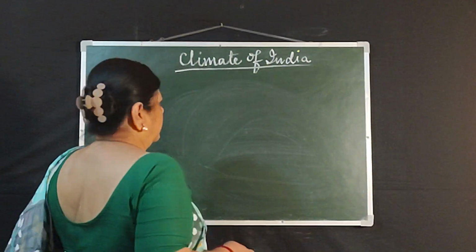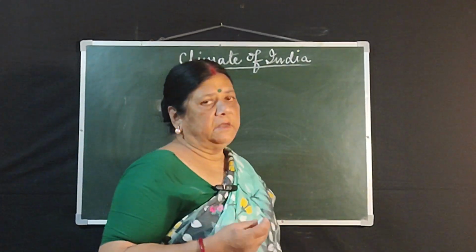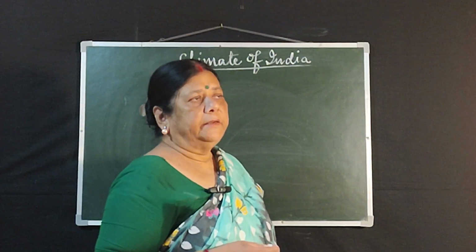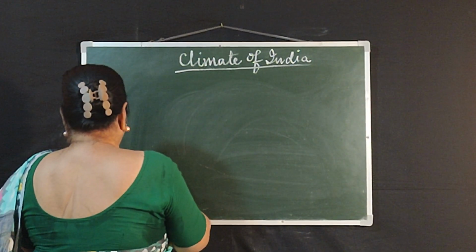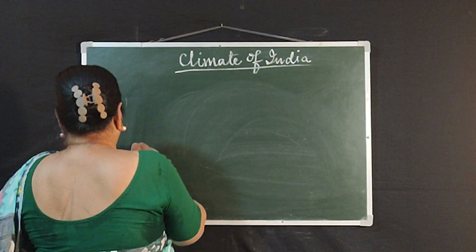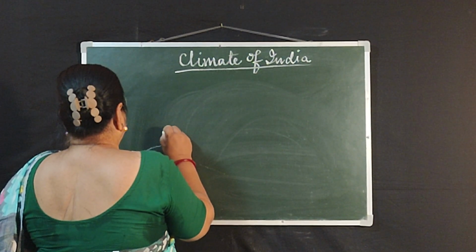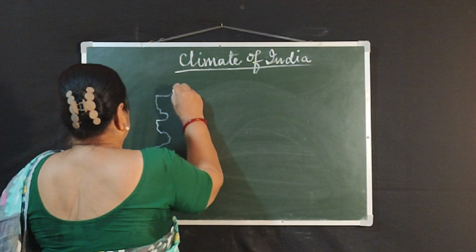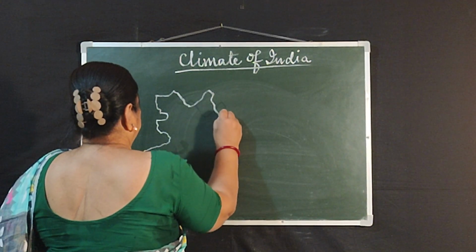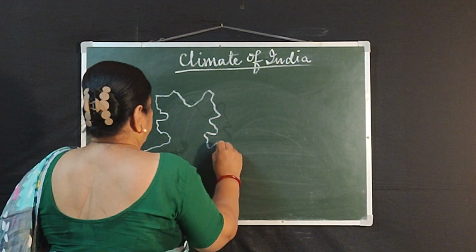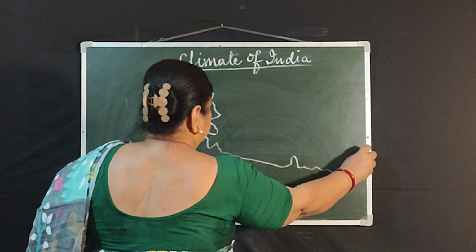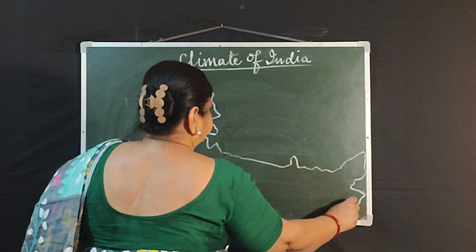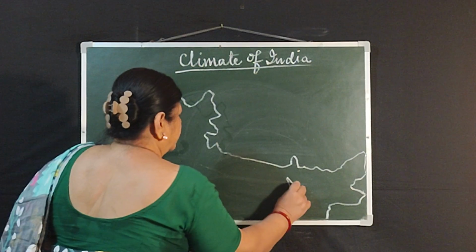Cold season begins in the month of December and lasts till February. During this time, the winter monsoons blow. The winter monsoons particularly blow from the northeastern part of India, which becomes very cold. And they blow from the northeast.